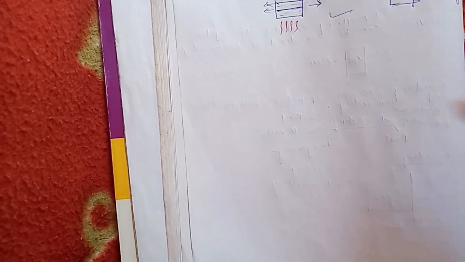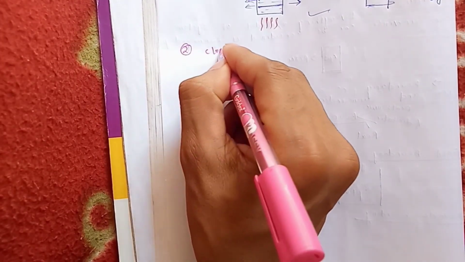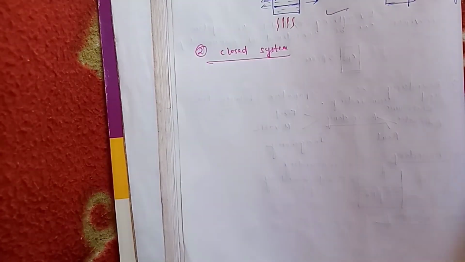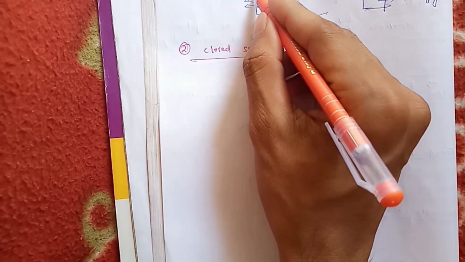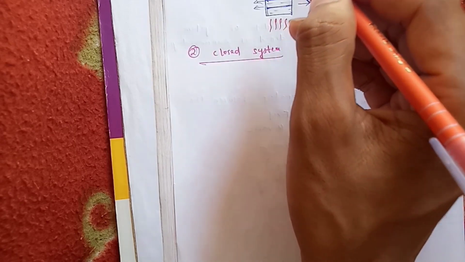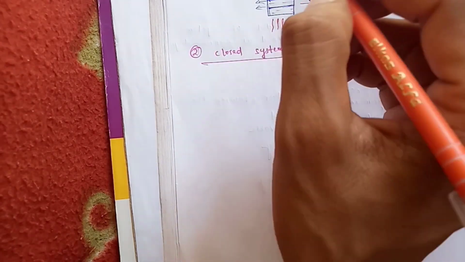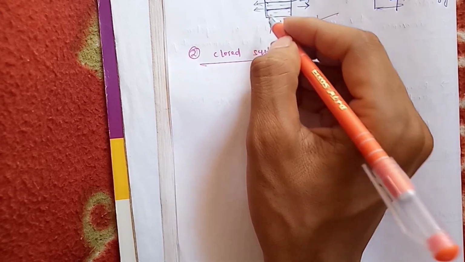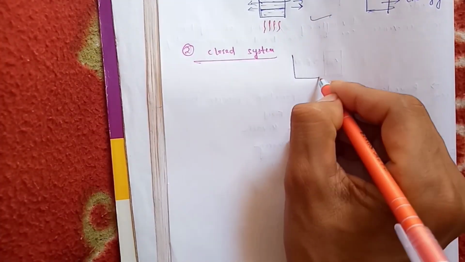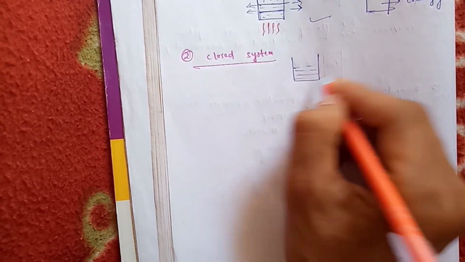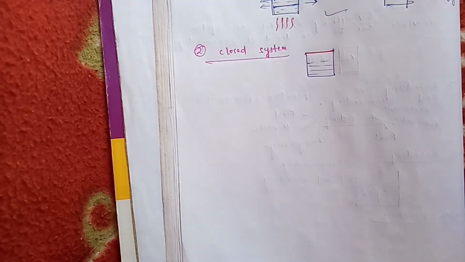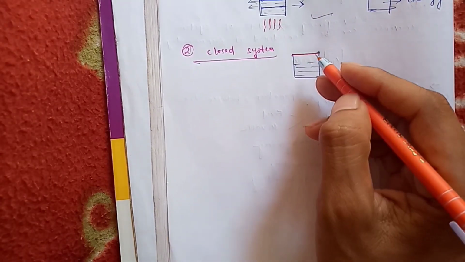Now come to the closed system. So what do we mean by closed system? So closed system is the system in which only energy transfer is possible. There is no mass transfer. Okay, take the same example. That means take a pot of water and keep a lid over it. Okay, I will show you it separately. Take a pot of water and keep a lid over it, and in the same way heat it continuously.